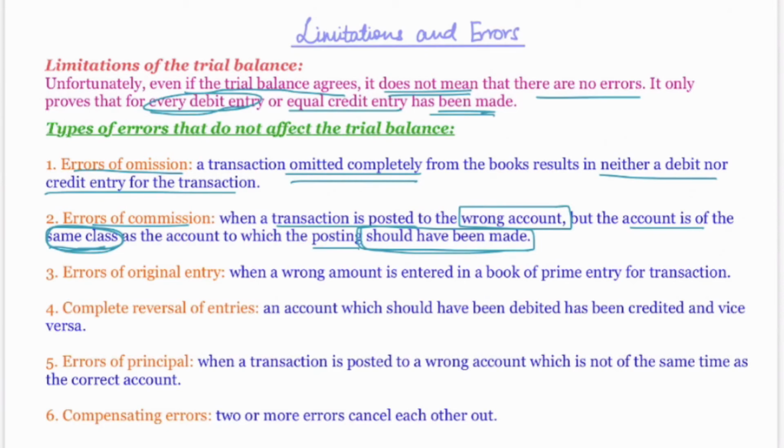Now, it is really important to consider these types of errors. Just because the trial balance is balanced doesn't mean that everything in the ledger is correct. And also, there can be questions where they give you an example of the error, that is a transaction, a wrong posting that has been done, and you need to identify which type of error it is. So, it is very important that you fundamentally understand this concept.